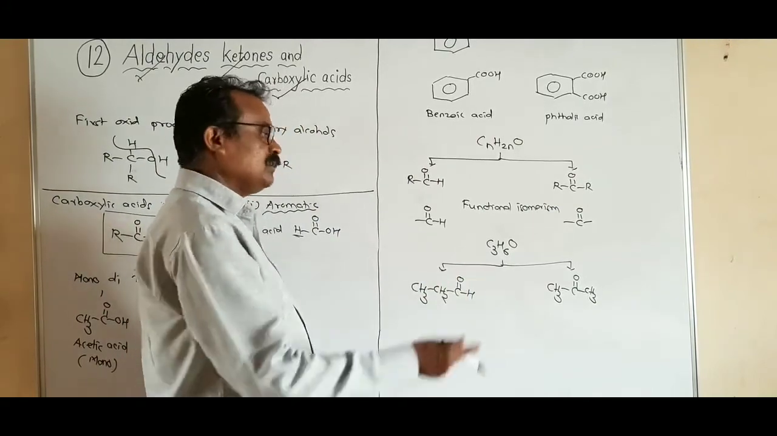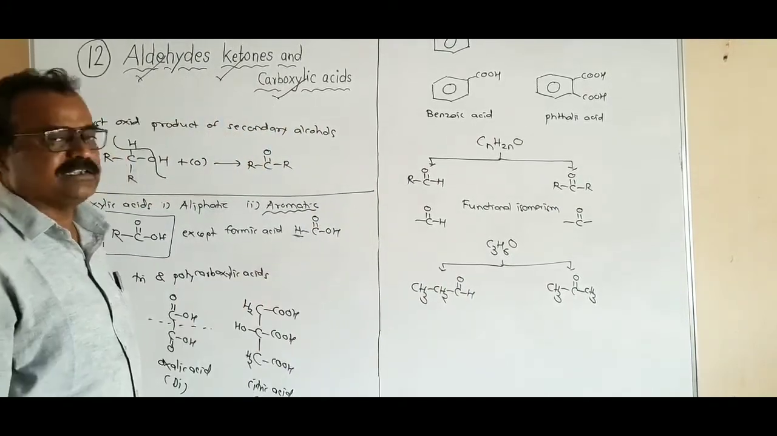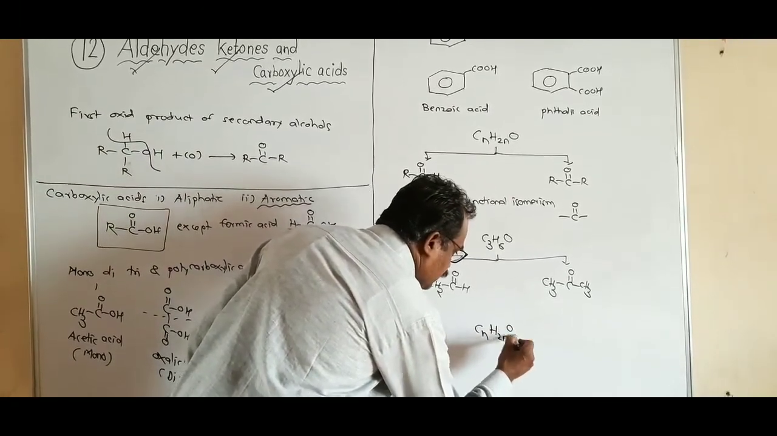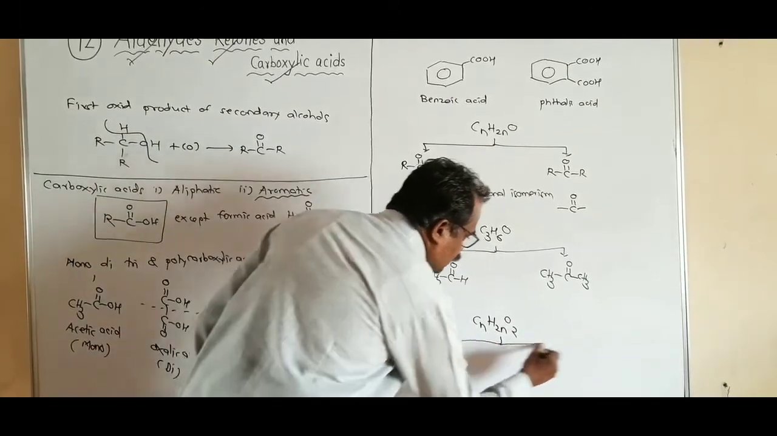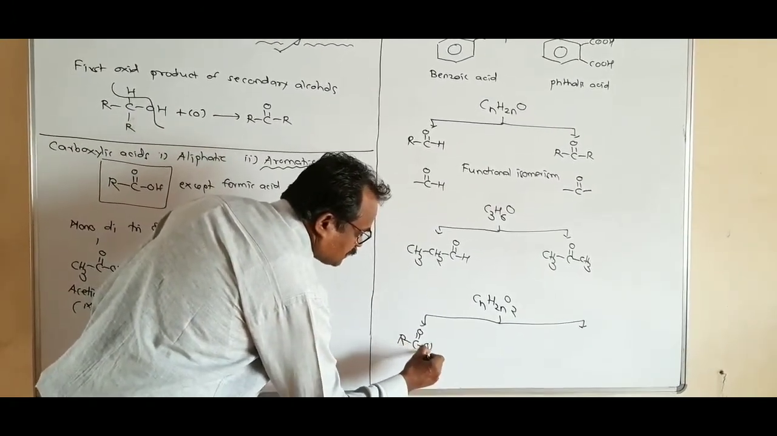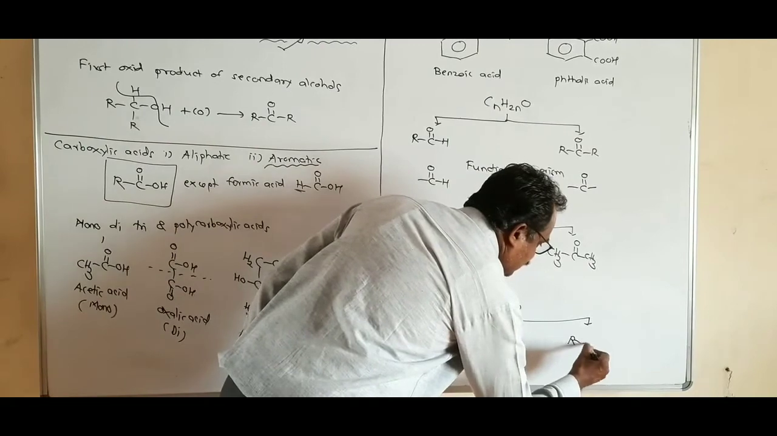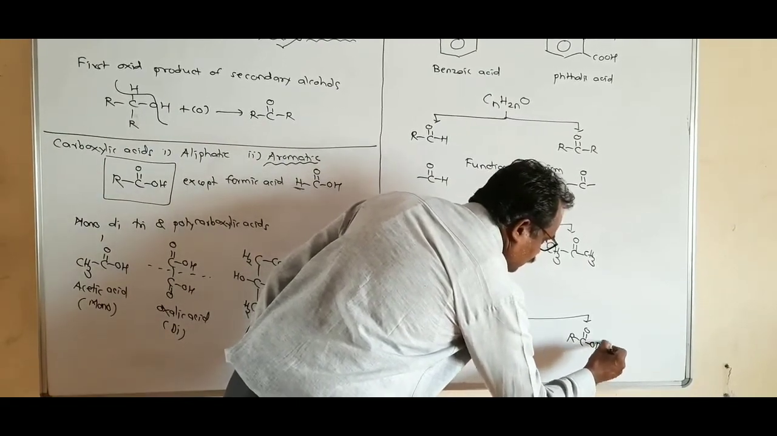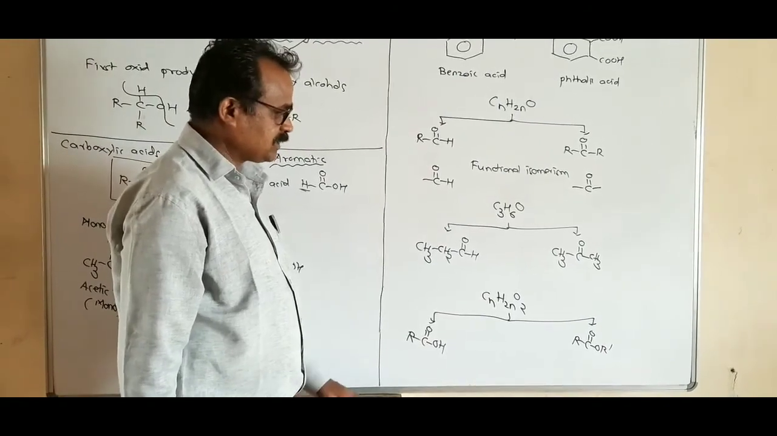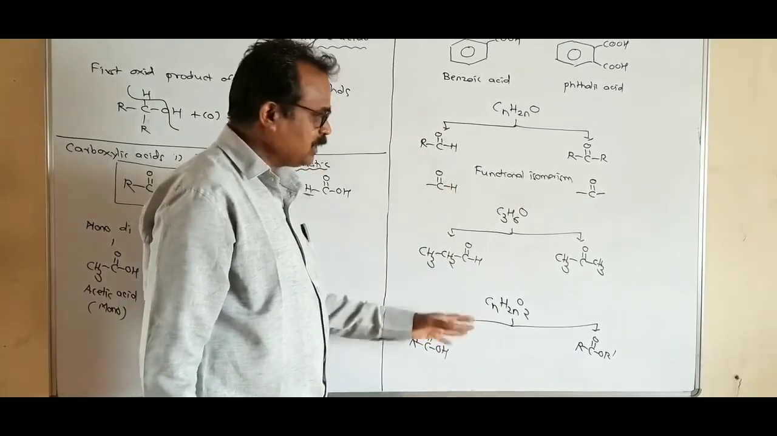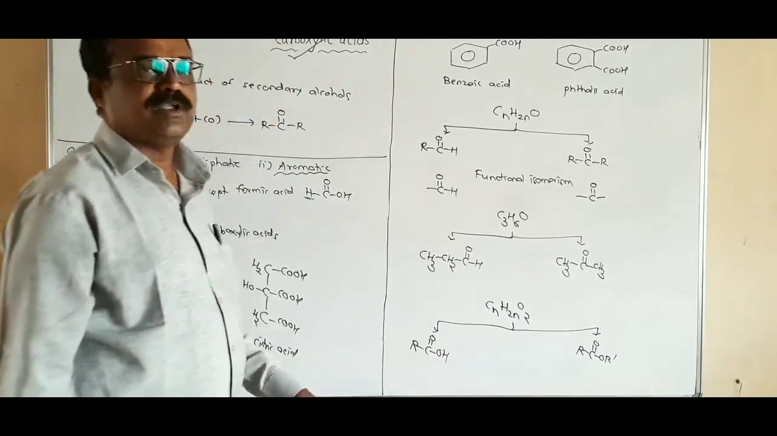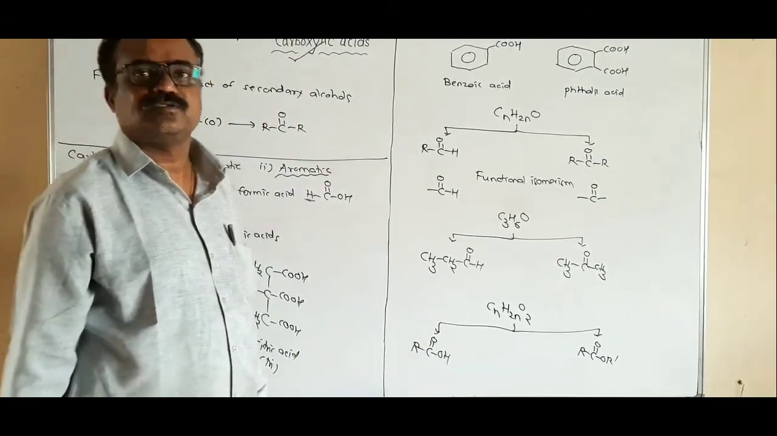In a similar way, the carboxylic acids and esters are also represented by CnH2nO2. They are also functional isomers of each other, carboxylic acid and ester. They are represented by the same general molecular formula but contain different functional groups. So in this way, you have to consider the pairs of organic compounds which represent functional isomerism.